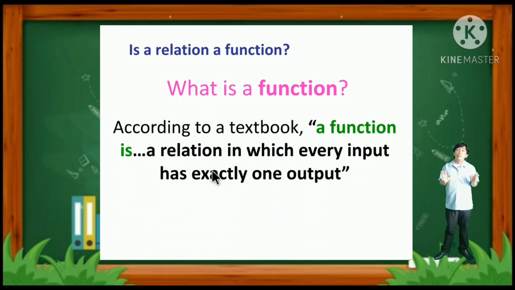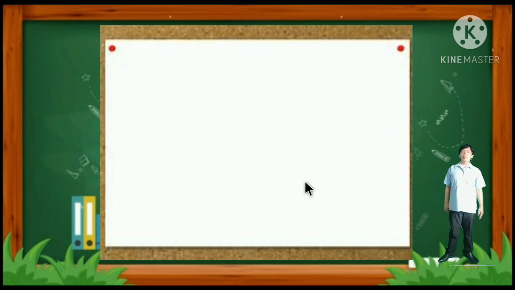Okay, what is a function? According to a textbook, a function is a relation in which every input has exactly one output. Sabi daw dito, every input has exactly one output. Ilan ang output? Isa. Okay? Kada input, meron siyang isang output sa Tagalog. Okay, now, let's discuss it further.